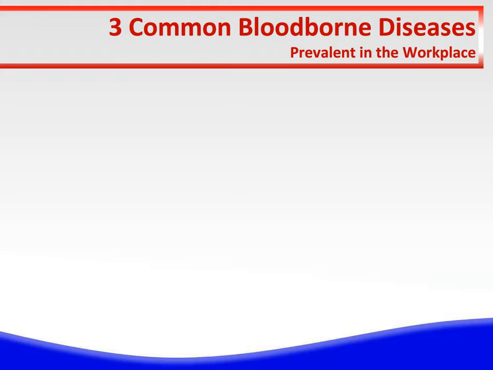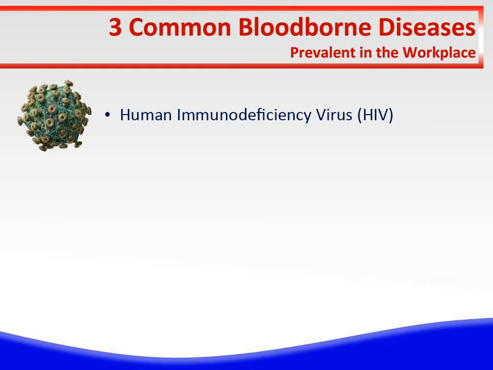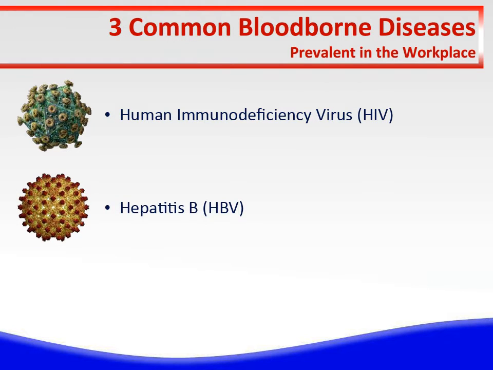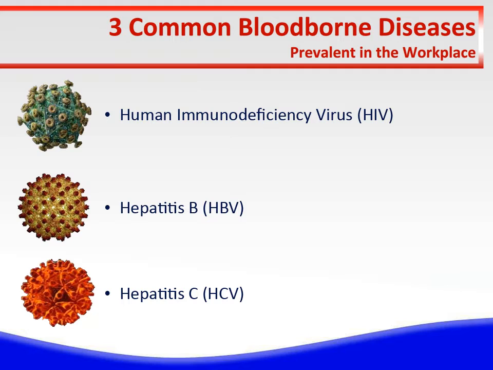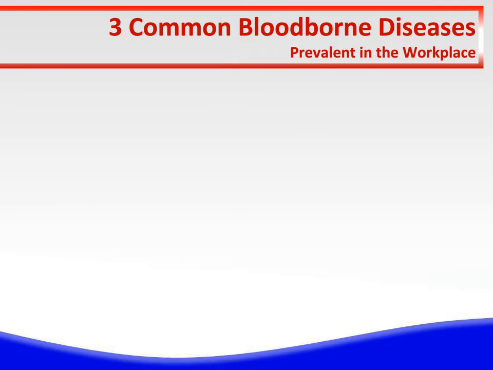Among all bloodborne diseases, the three most common found in the workplace are the human immunodeficiency virus, or HIV, the hepatitis B virus, HBV, and the hepatitis C virus, HCV. Some occupations have a higher risk of exposure to bloodborne pathogens than others, including all healthcare workers, housekeeping and janitorial workers, industrial first aid responders, research lab workers, and public safety workers such as firefighters and law enforcement personnel.